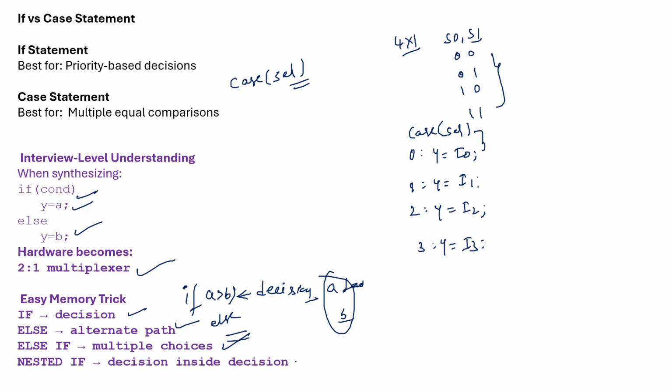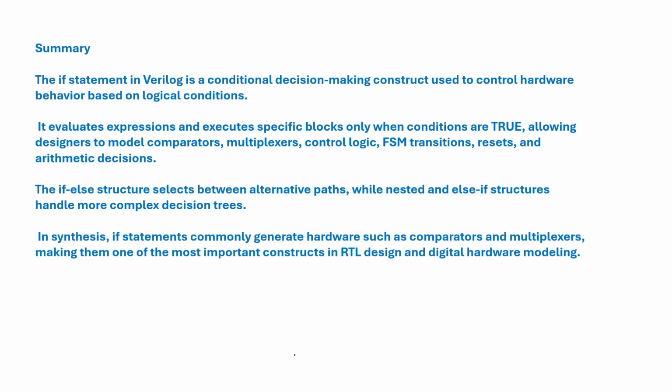And nested if means one decision inside another decision. That means your decision is not final. You need to decide first what is correct and what is false, and again you can ask your parents. Then your parents also ask other friends, and their friends also refer to some other experienced people. In this way, the nested if will be executing. Clear? So this is the summary.